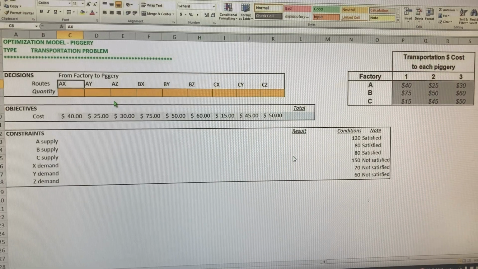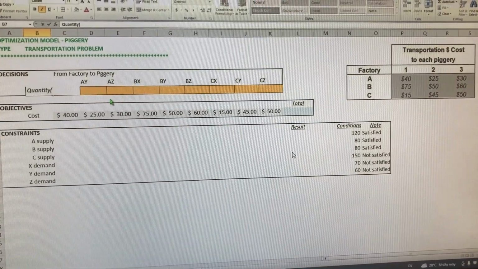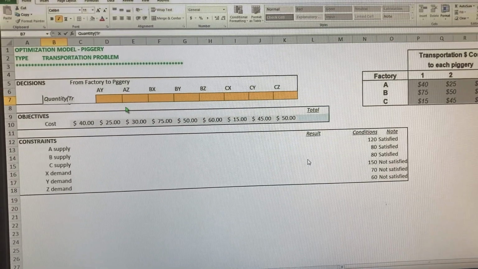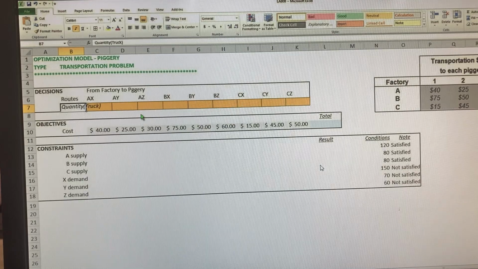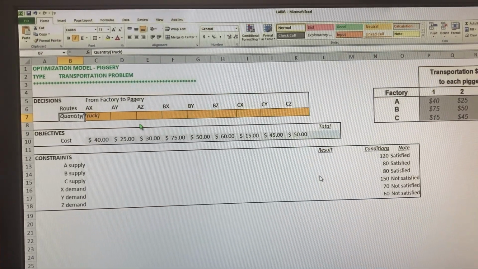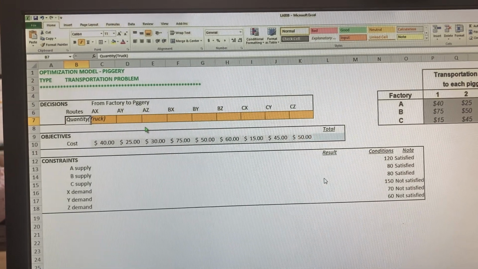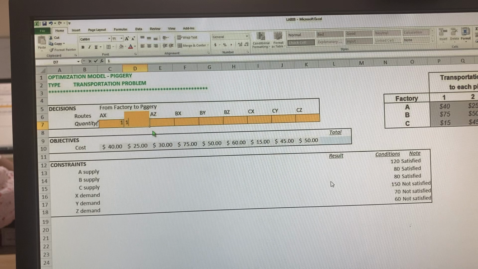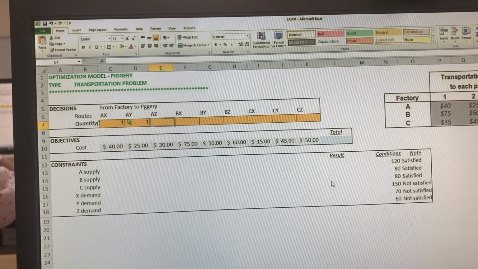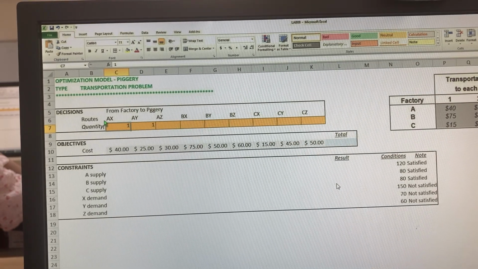So A to X. And the quantity here should be in number of trucks. Be specific with the decision variable unit. You should be very careful. If I enter number one here, I do mean that I should ship one truck from A to X.